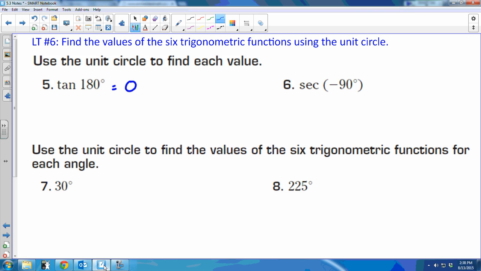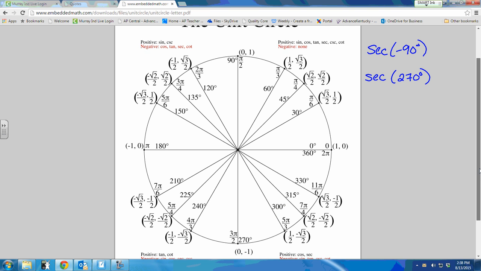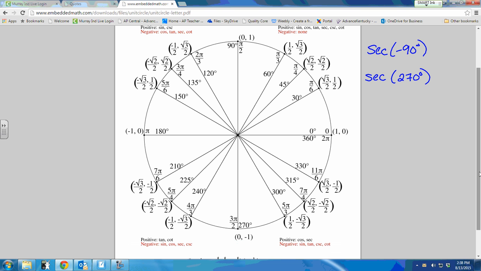The next one, it's a secant of negative 90. Well, negative 90 is not on the unit circle, but there is an angle that is coterminal. Negative 90, if you started from 0, would be right here. So really I'm looking at 270. So it's the same thing as finding the secant of 270 degrees. Okay? Now, at 270 degrees, we don't have secant. We have sine and cosine. So secant is the reciprocal of cosine. Right? So we need to find cosine of 270 first. So cosine is the x, so cosine of 270 is 0. So if I wanted to go back and find that, I'd have 1 over 0, the reciprocal for secant, and 1 over 0 is undefined.